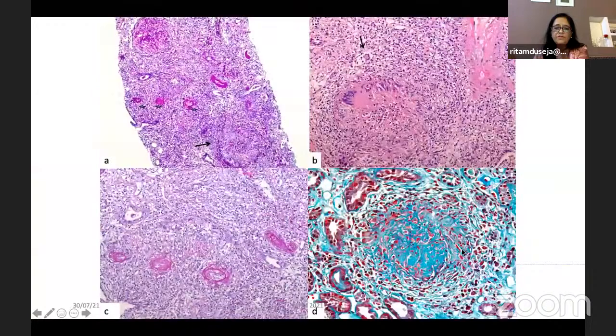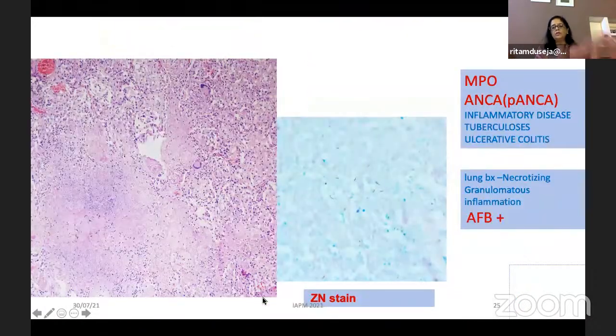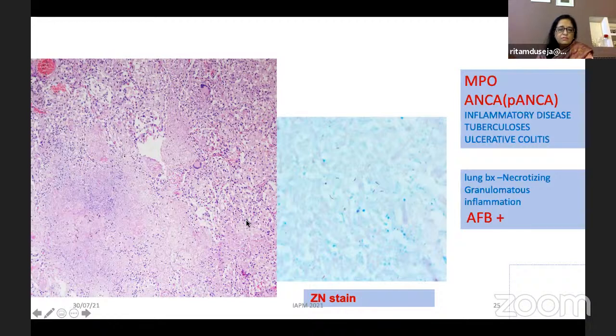Granulomatous arteritis, different stages of crescents and involvement of glomeruli. So it was almost like what we call GPA. But a lung biopsy was done in this case because clinicians had little doubt; they were not clinically very happy with the diagnosis of GPA.